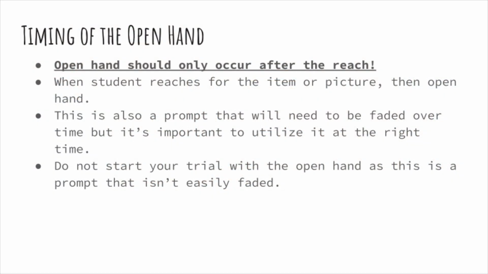The timing of the open hand should only occur after the reach. So we don't want to reach and have her put the icon in as a prompt. You want her to reach with the icon and then you open your hand.